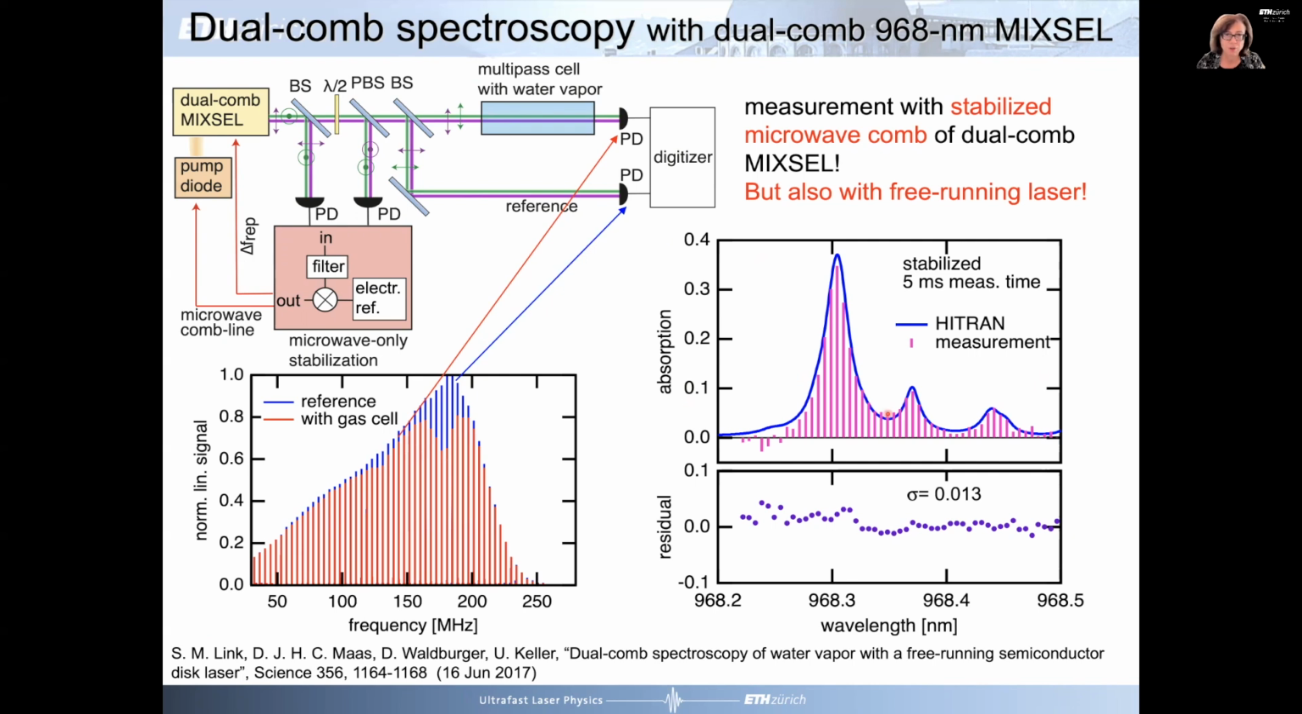And this measurement is extremely fast. If the pulse repetition rate difference is 1 kilohertz, you can make a measurement in 1 millisecond. That's actually the power of the dual comb spectroscopy application.